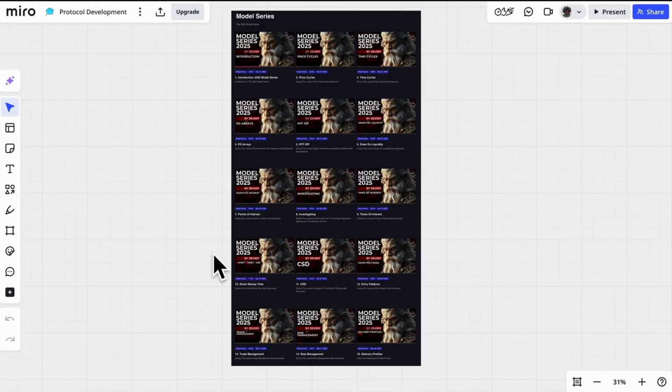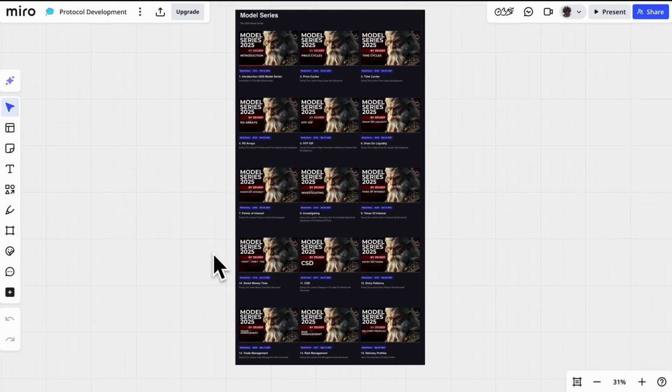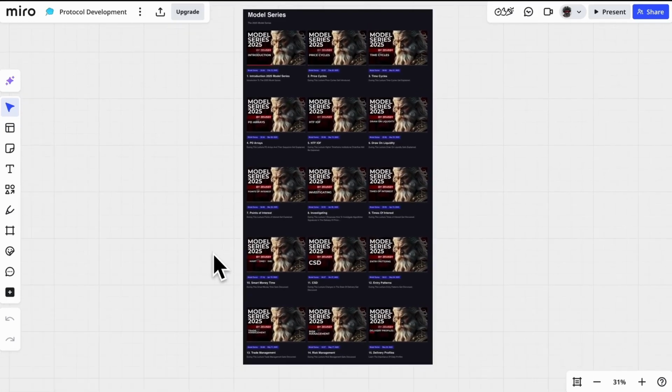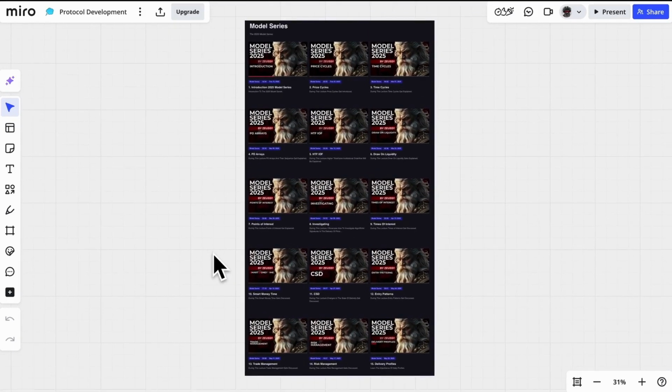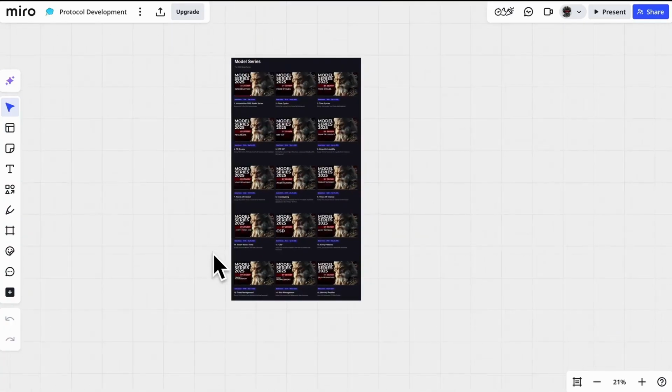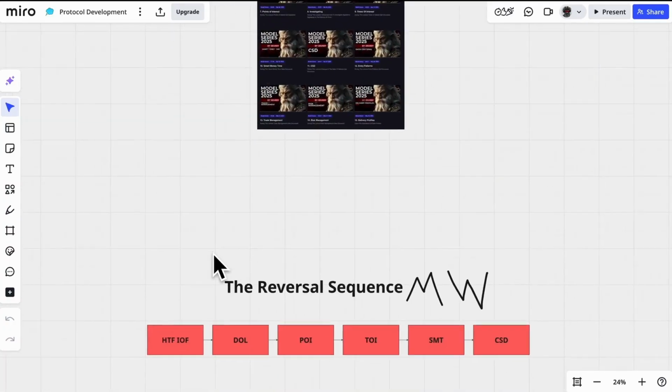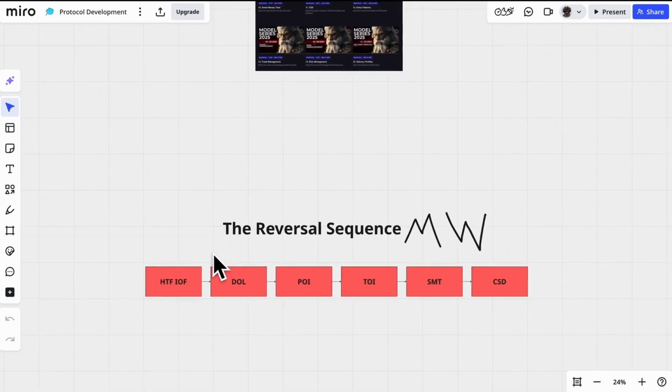Now, when you go to Miro.com, you can just create an account for free and log in with your email. Once you have created your account with Miro, you can go to a flowchart and open up a new board. Now, when we pay attention to this new board, you can see that I've outlined right here the reversal sequence.